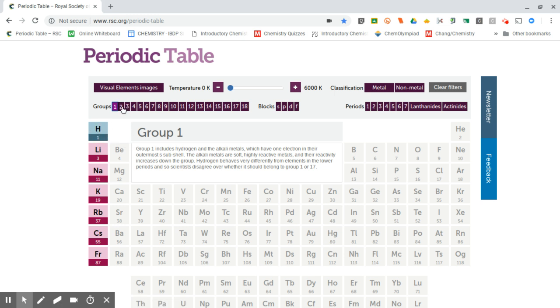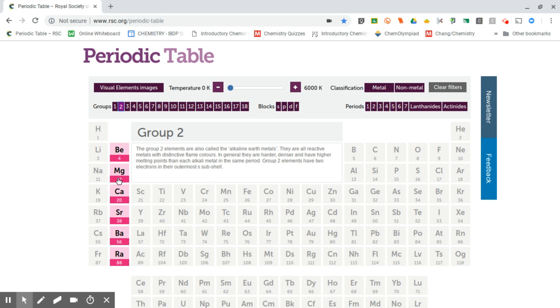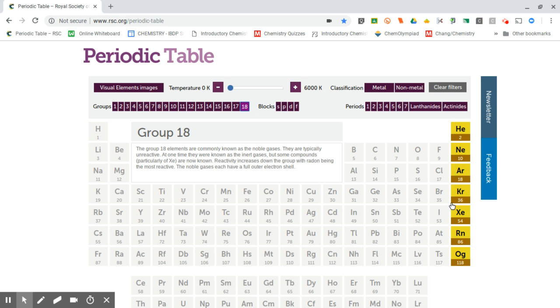Let me go to group two, alkaline earth metals, all of them solid at room temperature, and they conduct electricity. They are less reactive than group 1. Let's then jump to group 18. This is another well-known group.